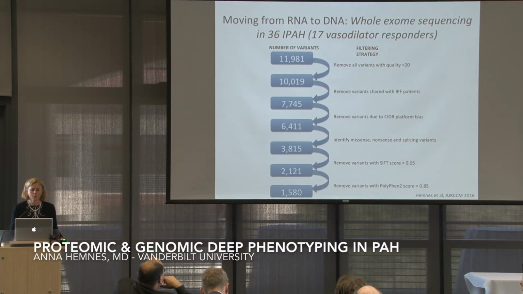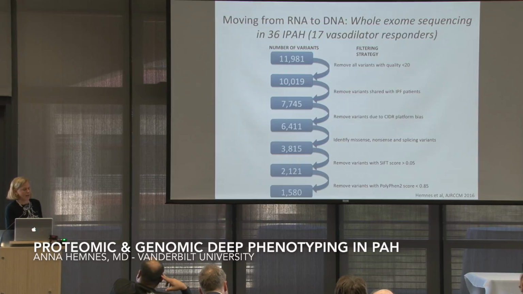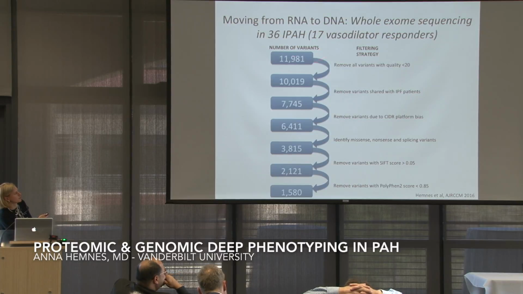And so it was an enriched cohort of vasodilator responders with idiopathic PAH, and we only had enough pooled money to do 36 patients. So this was really expensive. We had this like 4 or 5 years ago. And like I said, 17 were vasodilator responders. So we got 36 IPAH patients, and the number of variants that were identified on the initial call was 11,981, which is a big number. When you start thinking about how you're going to call those, it's hard.